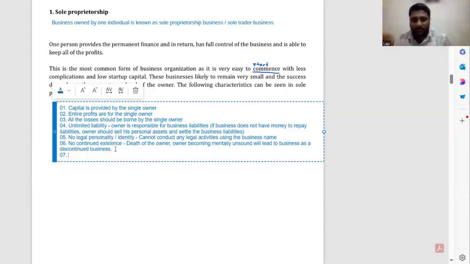If the owner dies, or if the owner becomes mentally unsound, then the business collapses. Finish. Not even his son can run the business in that name, because the owner is dead.